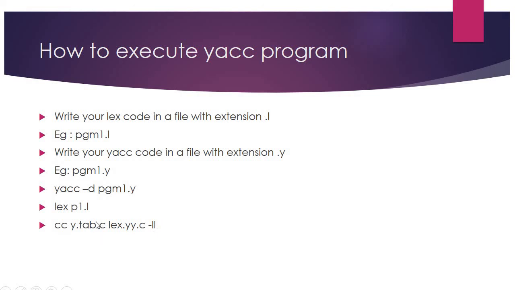So whatever the output of the Yacc program and whatever the output of the Lex program, we are compiling together with the Lex library. This in turn will create the a.out file. So that object code we can execute by giving ./a.out. So this is the way how you can execute Lex and Yacc programs. Thank you.